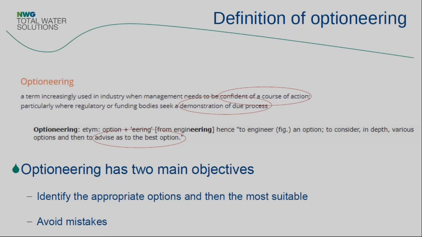So optioneering reports and options reports cover a number of things, but as I say at the bottom of that slide, it's about identifying the appropriate option or what the options are, because quite often there is more than one, and then selecting the one that's most suitable for a particular project. It's also about avoiding mistakes as well. And as I go through the presentation, I'll talk about some situations I've come across where mistakes have been made during this phase of a project and that they could have been avoided with a little bit more thought.